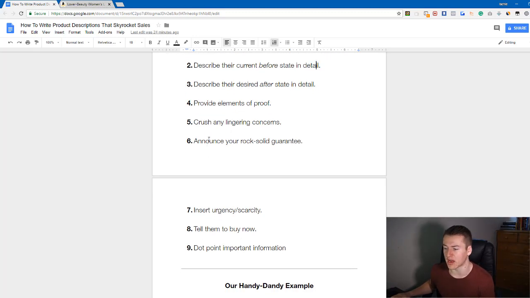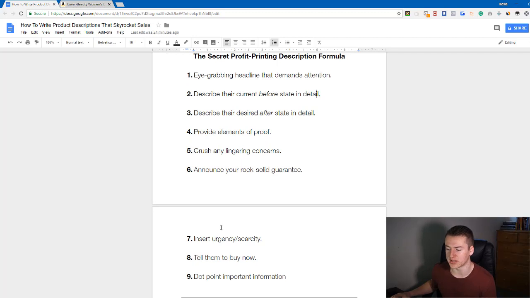Announce your rock solid guarantee. Insert urgency and scarcity. Tell them to buy, and then dot point the information. Tell them to buy is just a call to action. Click here to shop now. Click here to buy. Click here to purchase. Blah, blah, blah, blah. Okay?